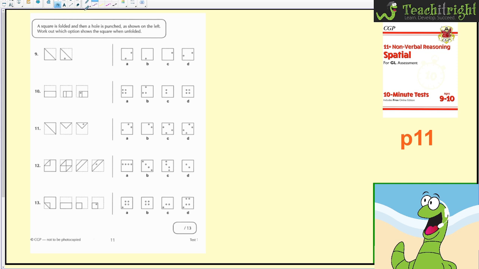Now, I'm going to go through these fairly slowly, and as well as that, actually show you the method that I would expect people to do, because fold and punch are things that people can find quite challenging if they try and do them purely in their head. But a bit like in maths questions, if you show your working, if you mark on the paper your folds, it becomes a lot easier.